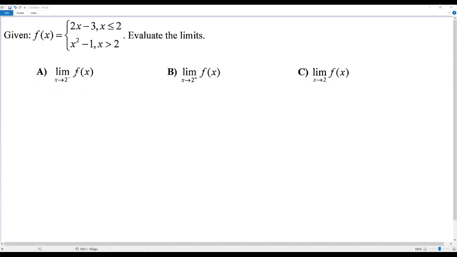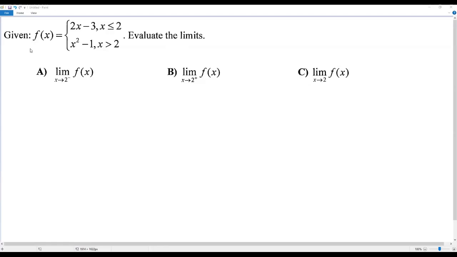One is the limit as x approaches 2 from its left side of f(x), and the second one, part B, is the limit as x approaches 2 from its right side of f(x), and the third one is the limit as x approaches 2 of f(x). Okay, in part A, we have a negative sign on the top right corner of 2. This indicates x approaches 2 from its left side. So this is called the left side limit at 2. And in part B, we have a positive sign on the top right corner of 2. It indicates x approaches 2 from its right side. Okay, the third one is the ordinary limit.